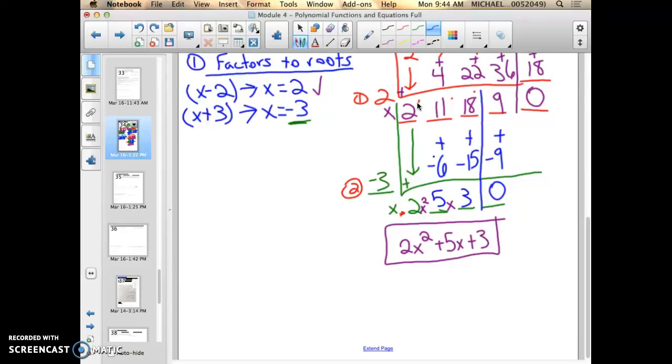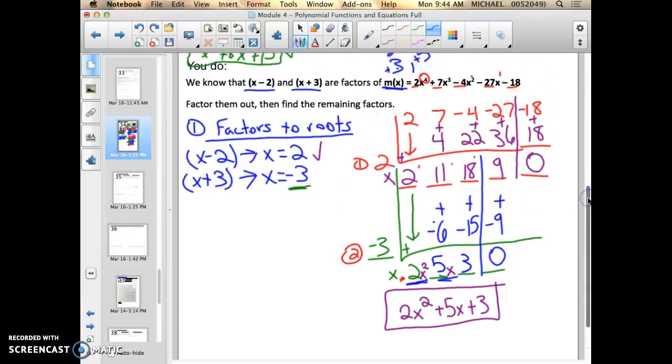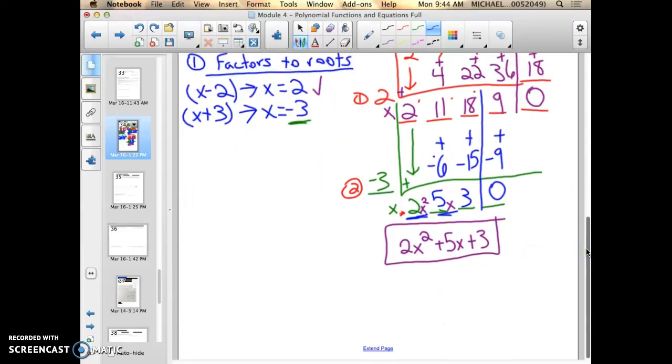In purple then, I added my new variables to the numbers I had left over. Again, we synthetically divided twice, so it started with the highest power of 4. Now I lose 2 powers because we did it twice, so it's the highest power of 2. And this should be what you get for your final answer, 2x squared plus 5x plus 3. If you didn't get that, please raise your hand so I can check your work.